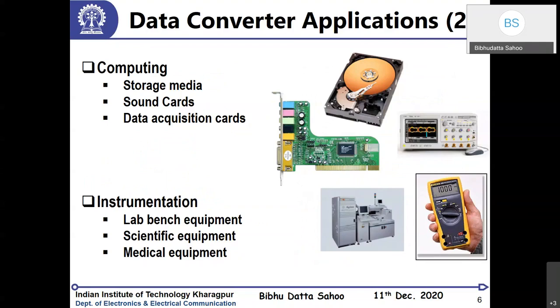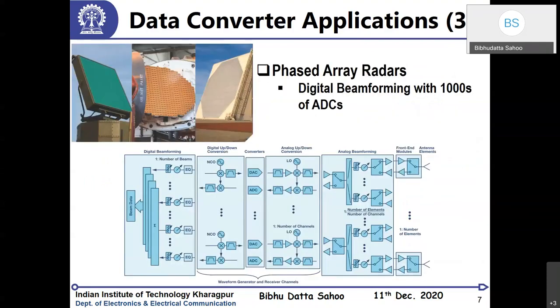Another interesting application, where a large number of data converters, almost thousands of ADCs, are required, is phased array radars, which are used by defense companies. Sometimes they have 3,000 ADCs in one. So they almost take up one full wafer. They don't even package into ICs. It's a whole wafer that is used as a phased array radar, with some interesting ways to connect all the things.